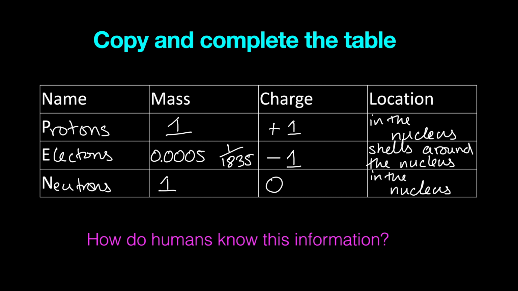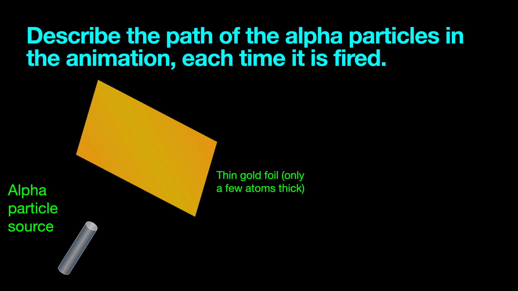Now, there's a lot of information in this table, and as you know, we can't actually see atoms. So how do we actually know this information? It all goes back to an experiment done by Rutherford, and we're going to take a look at that experiment now. This is known as Rutherford's experiment.